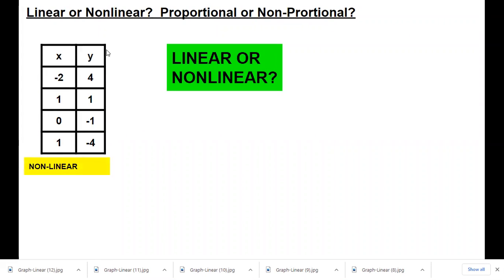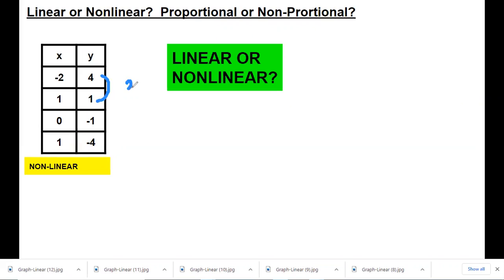So it turns out to be nonlinear. I guess we could do a couple, let's see. If we did 4 minus 1, that's 3. And negative 2, this is the plus 3, right? No, it went down.